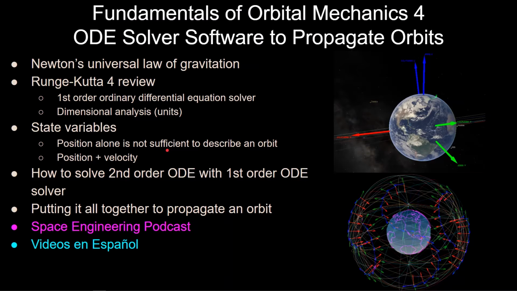This is the 4th video in the series, and in this one we'll be going over how to apply the ordinary differential equations in Python in order to create orbital mechanics simulations, where the most important part of this video will be to understand how we can solve second order differential equations, which is Newton's universal law of gravitation, using first order ODE solvers, which are Runge-Kutta methods.